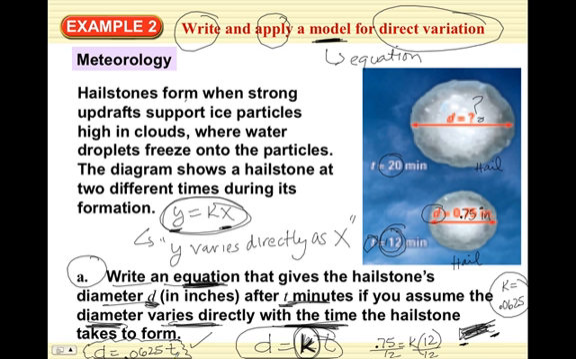Now there's a part 2 to this problem. Number 1, come up with the equation that represents this situation right here. Number 2, they're going to ask you for this. After 20 minutes, how big is the diameter? Well, what are they giving you? Time is 20. You plug it in. So 0.0625 times 20 is 1.25. All I did was substitute 20 in for time. So this answer is 1.25 inches. That's part 2. That's all for example type number 2.